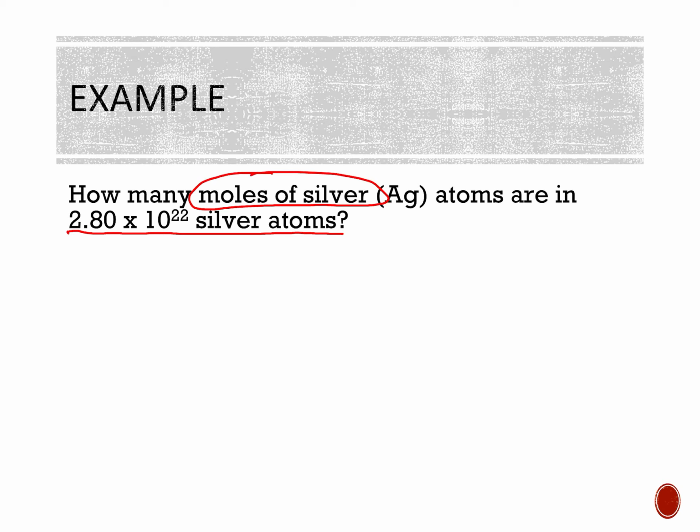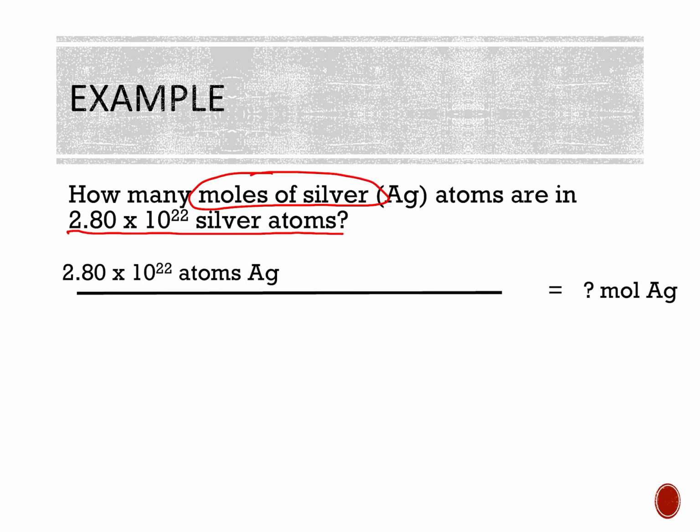So the number that we're starting with is always going to go in the beginning of the train track, right there. And then we need to figure out how to cancel atoms of silver to get moles of silver. And like we just talked about on the previous slide, we know that Avogadro's number, 6.022 times 10 to the 23rd atoms, is equal to 1 mole.